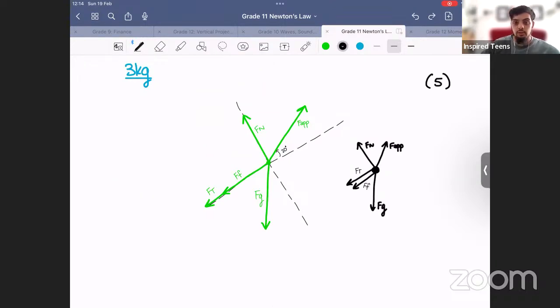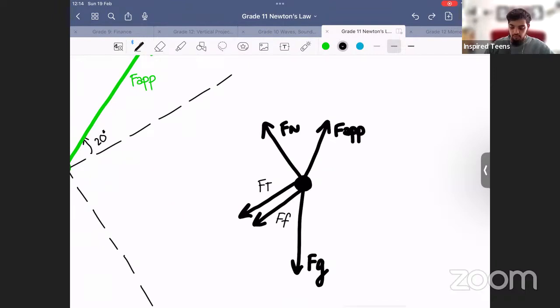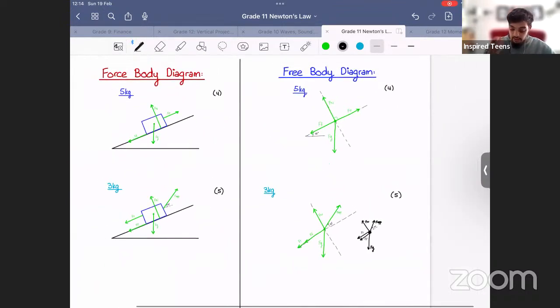You must draw one, you must draw 1 mark. Can you do either or? Yes, you are free to do either one. Okay, cool. So that's done.